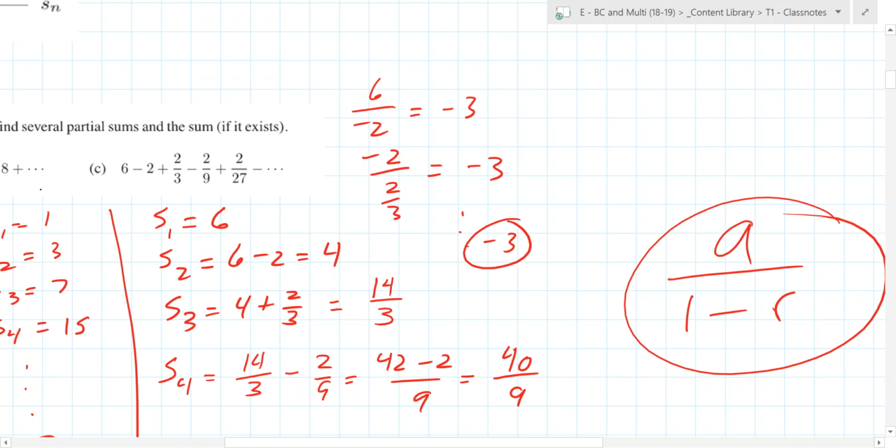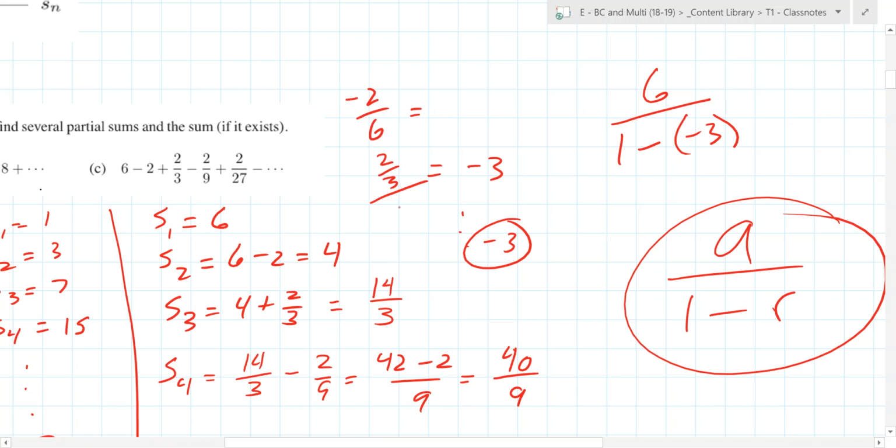So what's the infinite sum going to be? Well, it's going to be 6 over 1 minus what? Oh, -1/3. What did I do there? It's the next term over that, right? Whoops. So what is it going to be? 2/3 over -2. So this is 1 minus, whoops, -1/3.